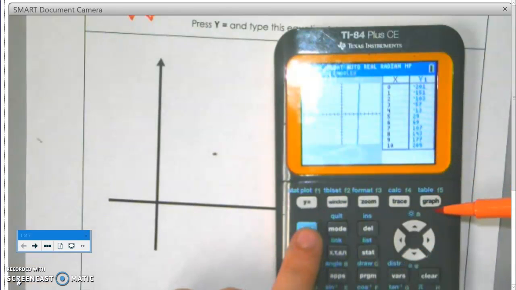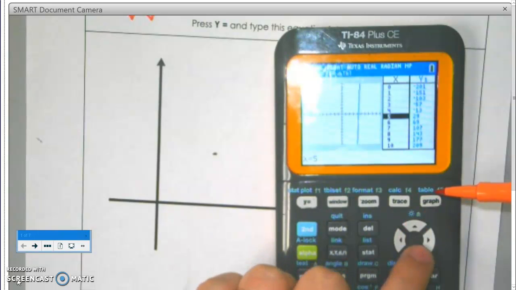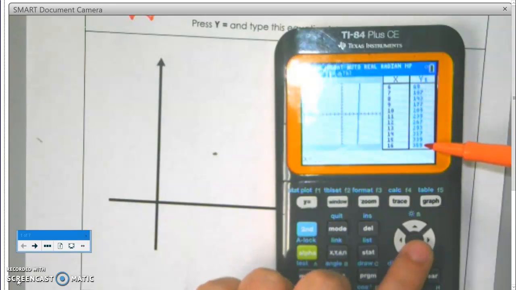So I'm going to hit second graph. See how it says table above there and table is in blue? So I'm going to have to hit the blue button to get there. So second graph, and now I can adjust the table. Right now, it looks like they start off in the negative, and then their money is going up, going up. I'm looking for a turning point. I'm looking for when the money starts to go back down.